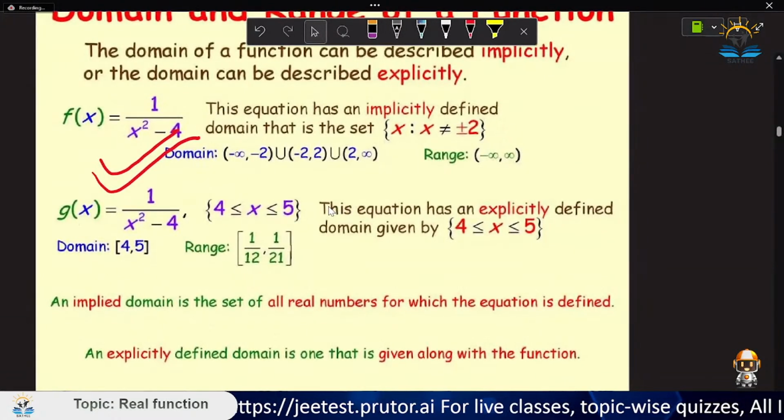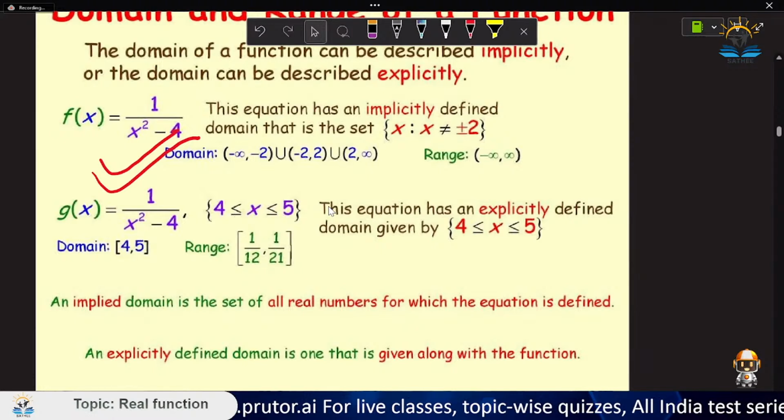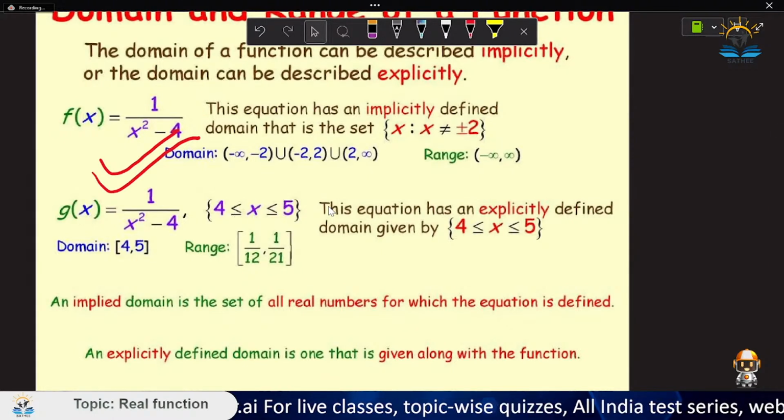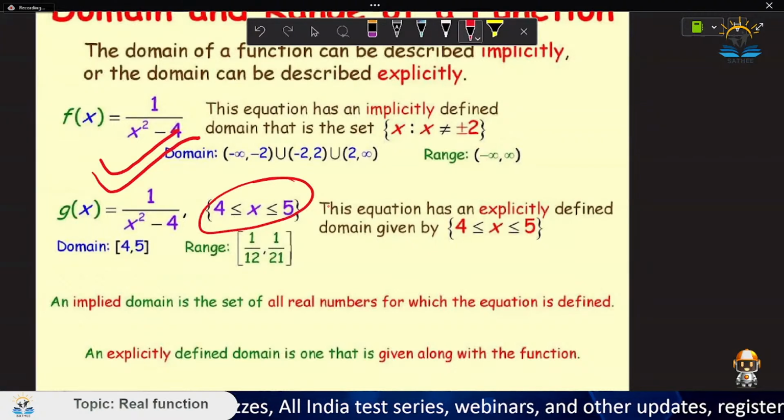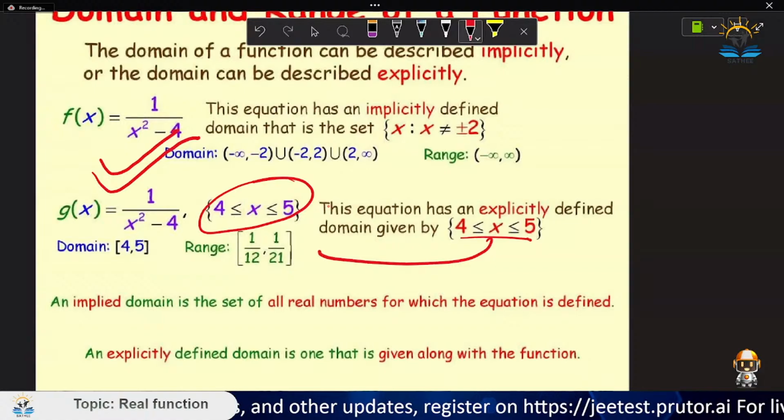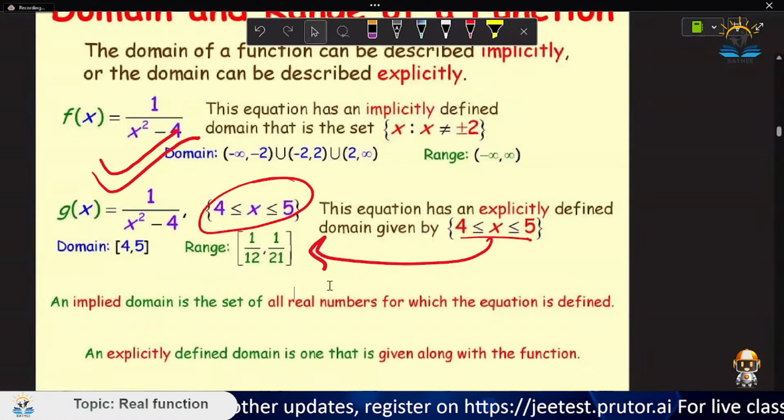And now the explicit definition. Explicitly defined means it has already been mentioned by the person giving us the question. Because here x has already been defined for us, 4 to 5. It is not something we had to look into. So we can get an explicit domain, and the range would be like this.